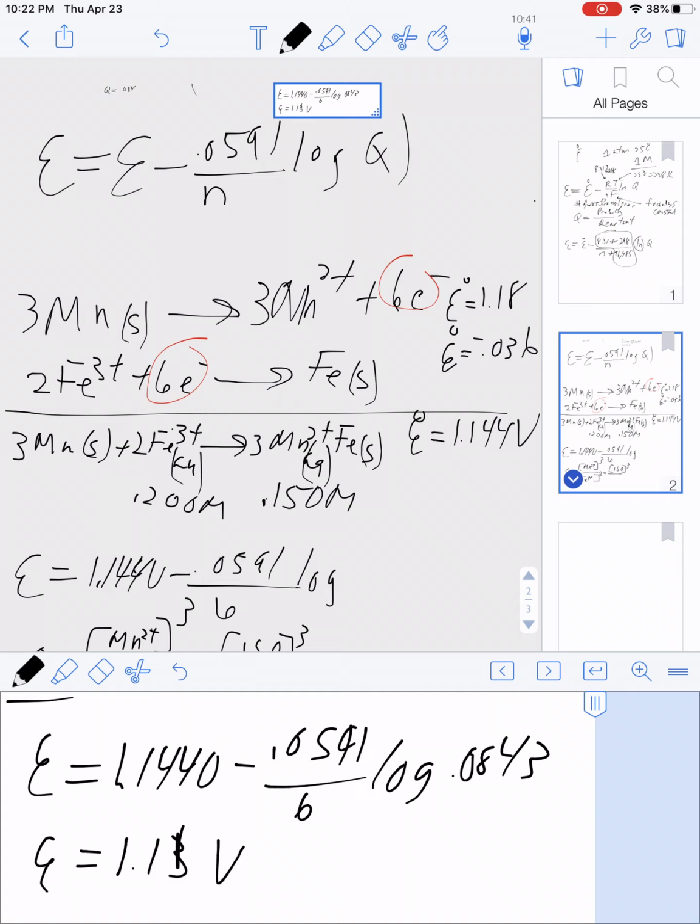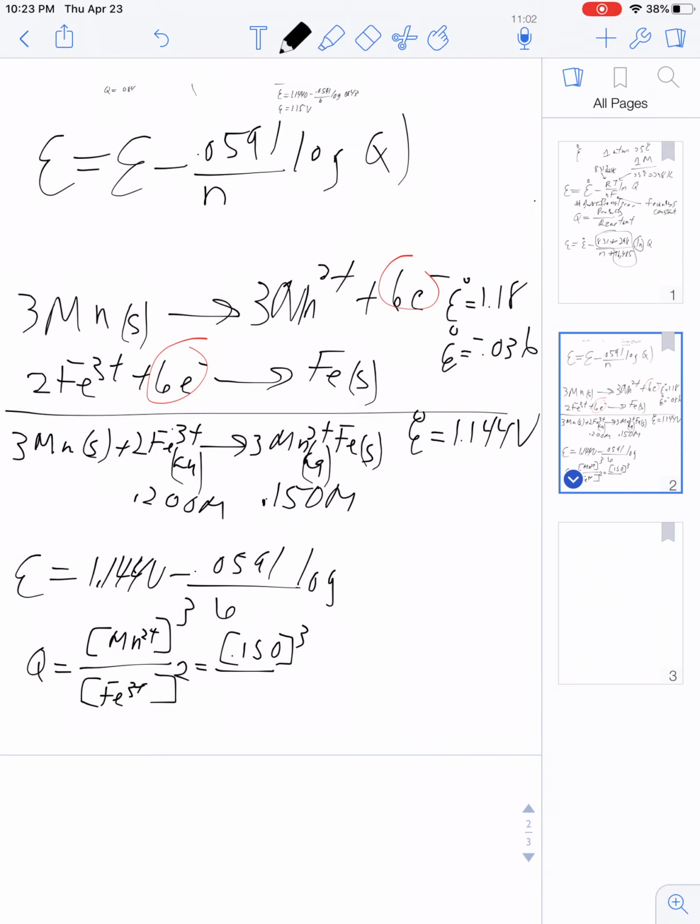Actually, it's the other way. It's 0.15. So yeah, I messed that up. So by changing the concentrations, we actually increased the voltage. So you'd think it's not like increasing the concentration makes the voltage greater, it's the ratio of the top number to the bottom number that matters.